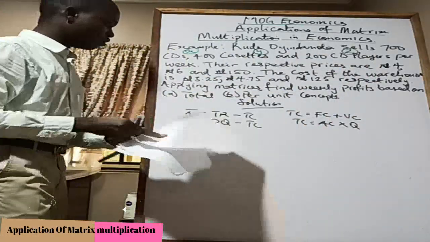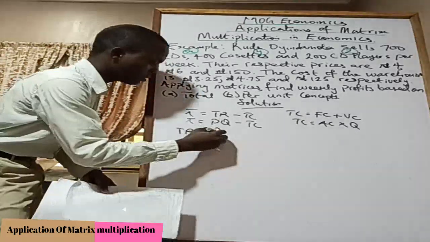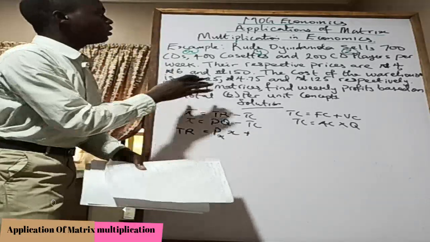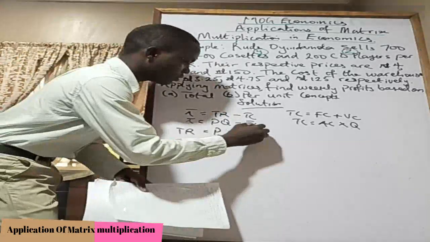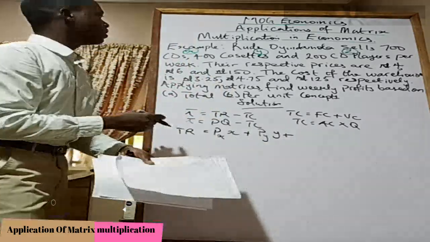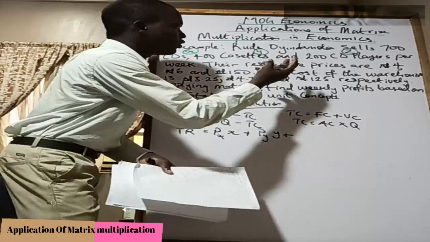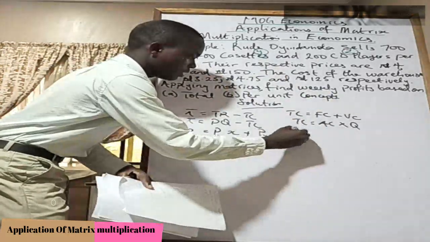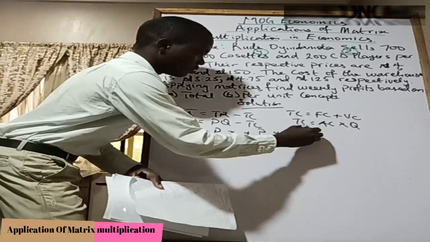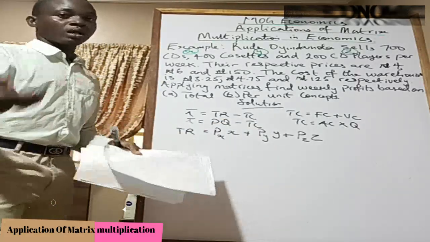So to get our total revenue, it is basically the price of X multiplied by X. This is the total revenue from selling CDs alone. Then the price of Y multiplied by Y, the total revenue that you get from selling cassettes, and then the price of the CD player multiplied by the quantity of the CD player that you're selling, which is Z. All of this is going to be equal to total revenue.